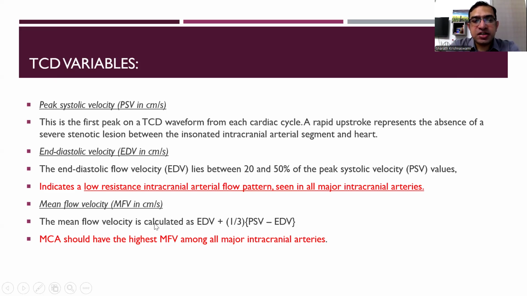The mean flow velocity, which is quite important in assessing whether the patient has vasospasm or not, is given by the calculation of end diastolic velocity plus 1/3 of the peak systolic velocity minus the end diastolic velocity. Amongst all the arteries, the middle cerebral artery should have the highest mean flow velocity.